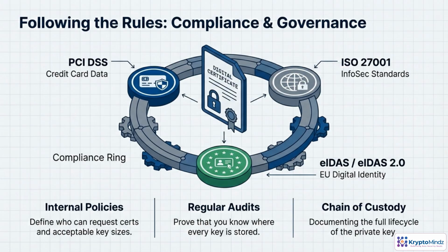Strong PKI governance is ultimately about traceability and accountability. When something goes wrong, you can show exactly what was supposed to happen, what actually happened, and who is responsible for closing the gap.